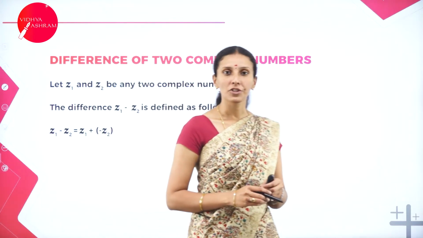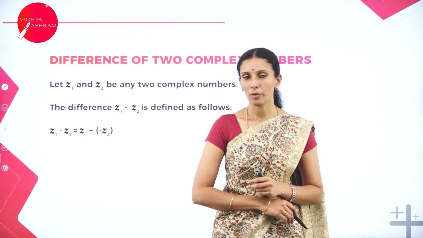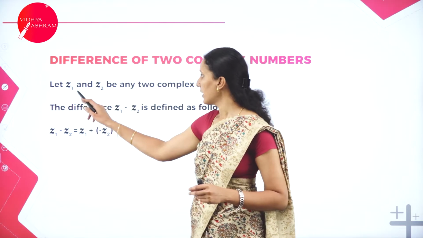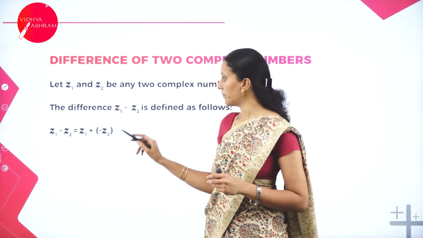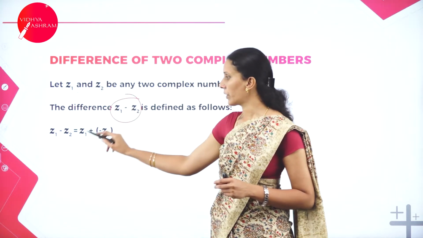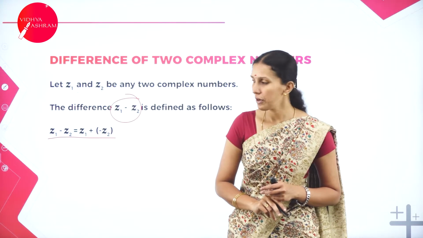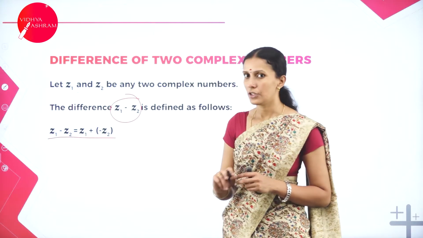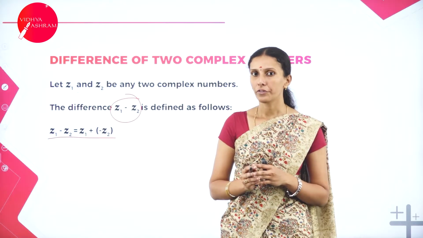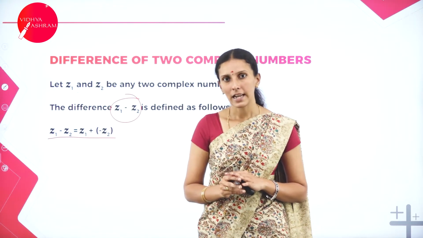In terms of addition, we also come across the difference of two complex numbers. Suppose you have z1 and z2 as two complex numbers. z1 minus z2 can be written in this form: z1 minus z2 is equal to z1 plus minus z2, that is, the negative of the given complex number.